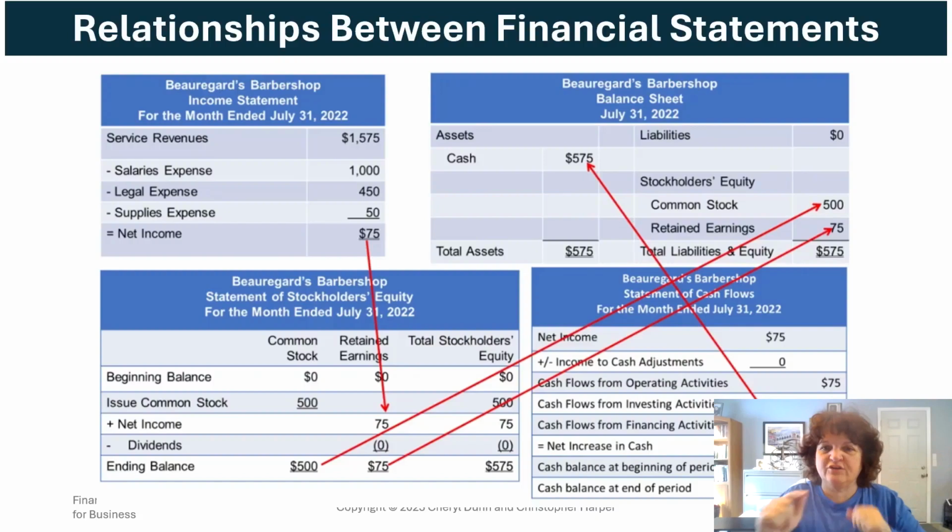So we verify that. Notice that is not flowing from the statement of cash flows to the balance sheet. That is being verified with the balance sheet there.